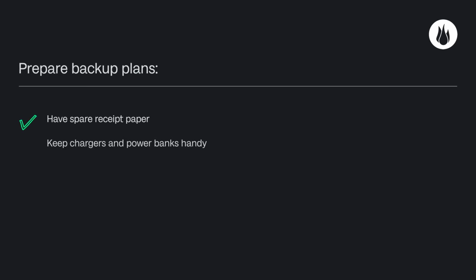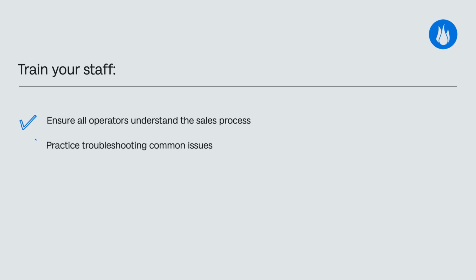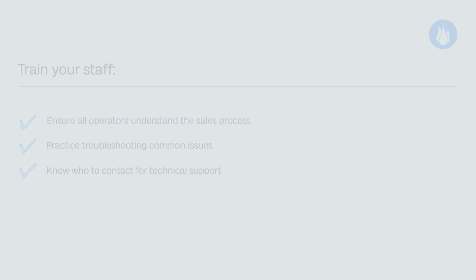Prepare backup plans. Have spare receipt paper. Keep chargers and power banks handy. Consider having a backup tablet if possible. Train your staff. Ensure all operators understand the sales process. Practice troubleshooting common issues. Know who to contact for technical support.